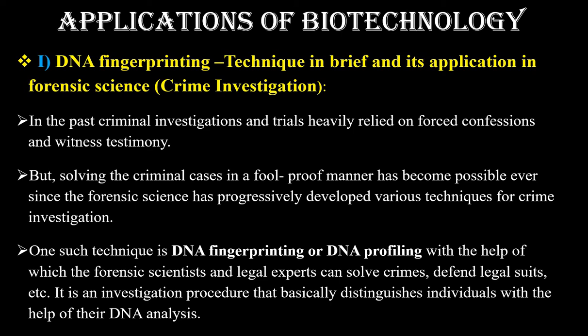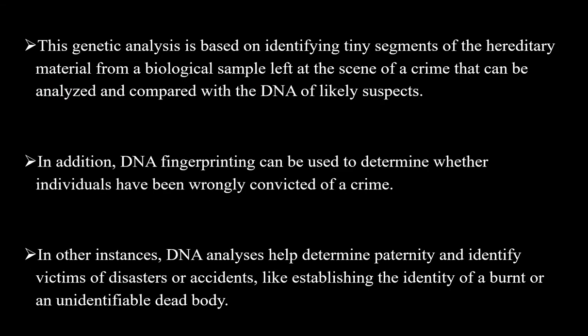It is an investigation procedure that basically distinguishes individuals with the help of their DNA analysis. This genetic analysis is based upon identifying tiny segments of the hereditary material from a biological sample left at the scene of the crime that can be analyzed and compared with the DNA of likely suspects. In addition, DNA fingerprinting can be used to determine whether individuals have been wrongly convicted of a crime.